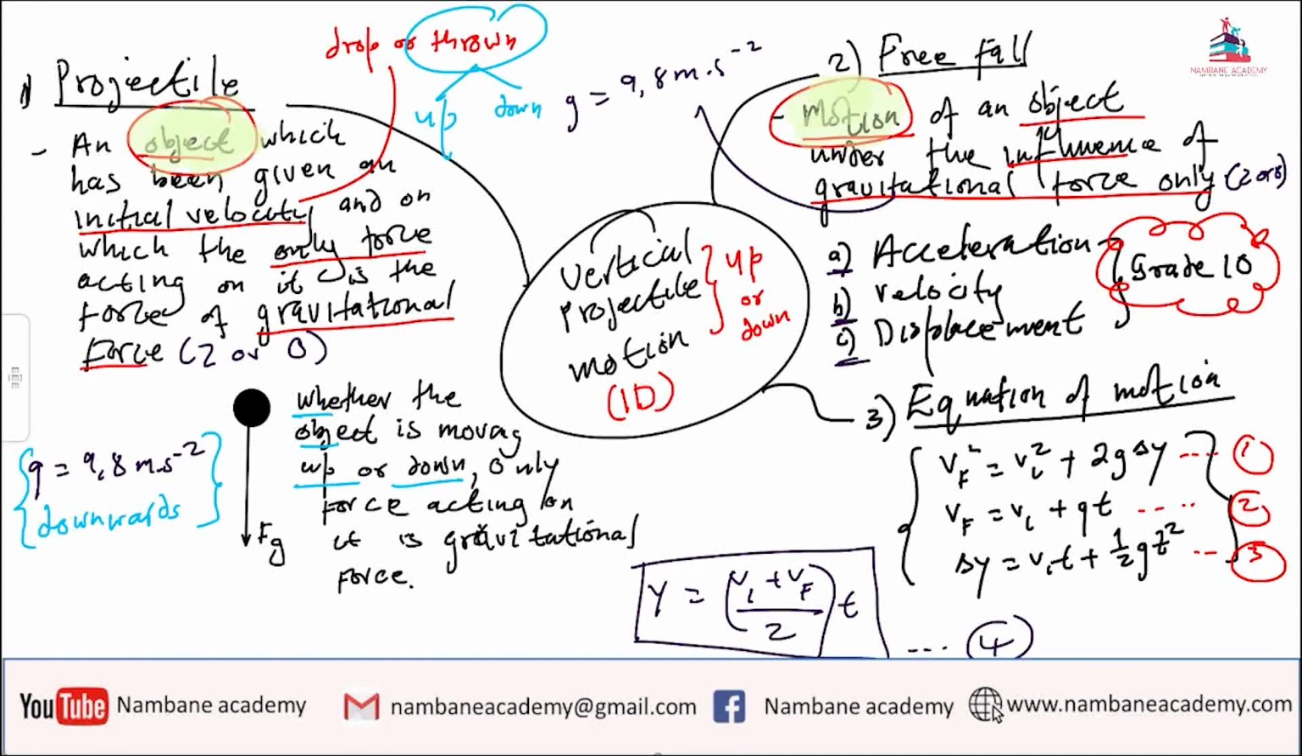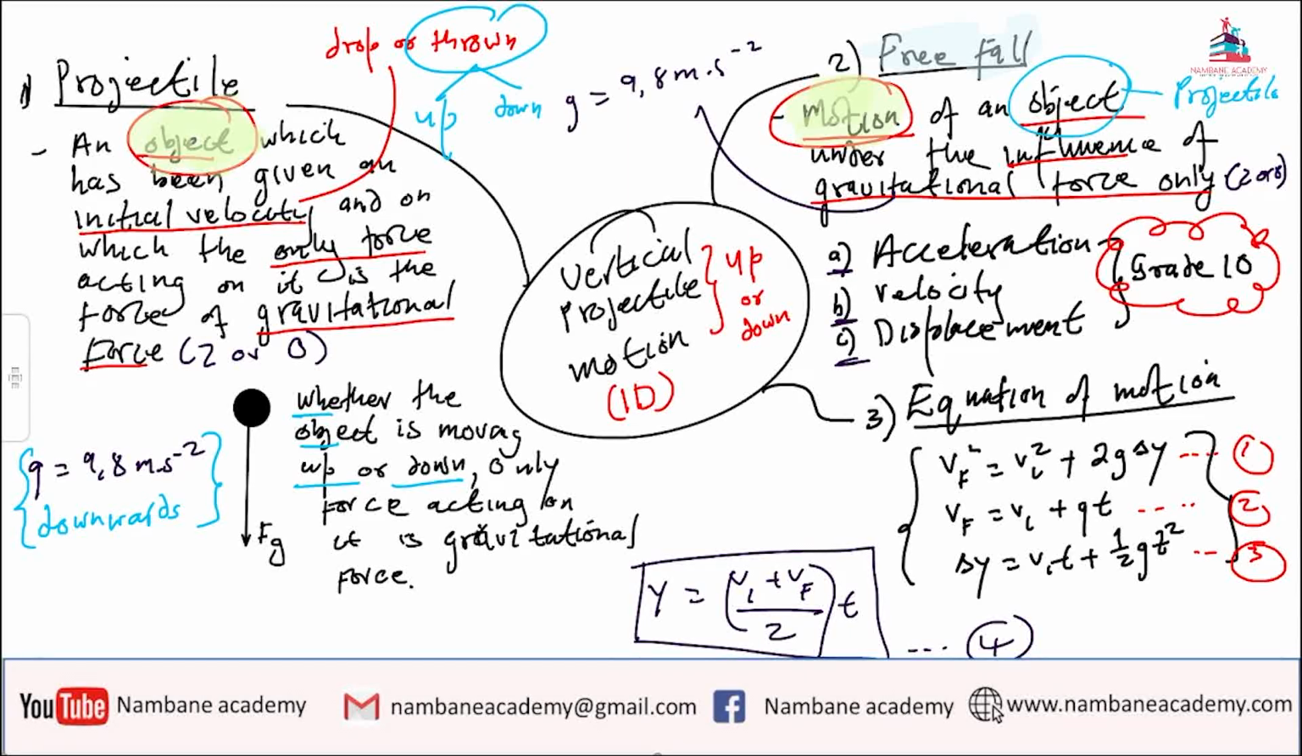However, we now have what we call a free fall. A free fall is the motion of an object under the influence of the gravitational force only. What is this object, ladies and gentlemen? This object is actually a projectile. So when a projectile is in motion, we say it is in a free fall. What is a free fall? It is the motion of a projectile.